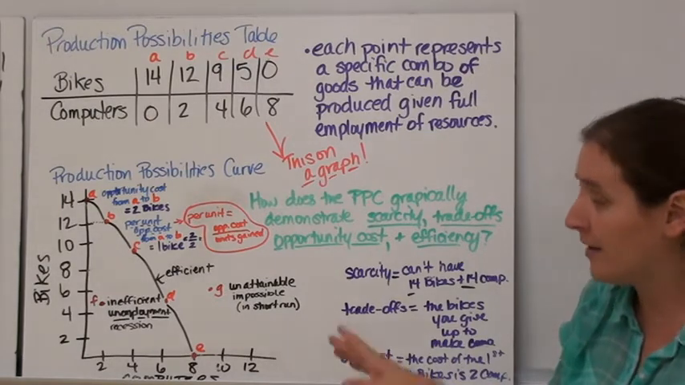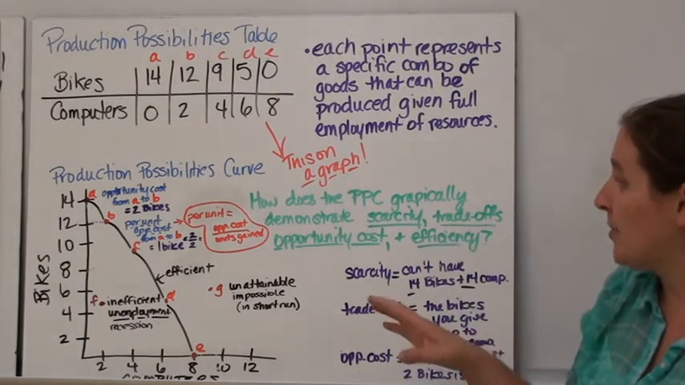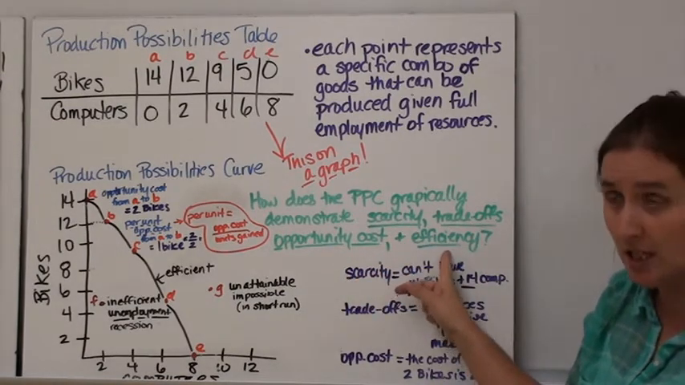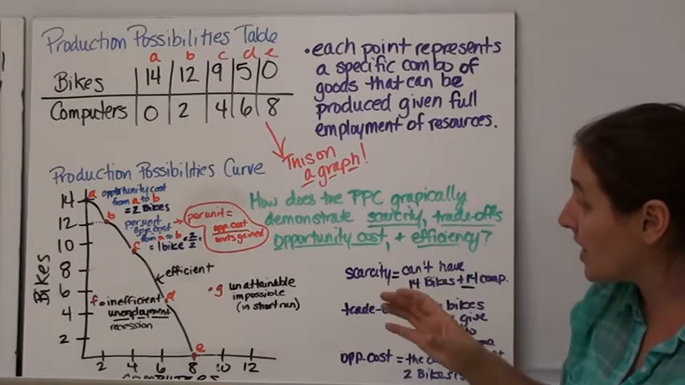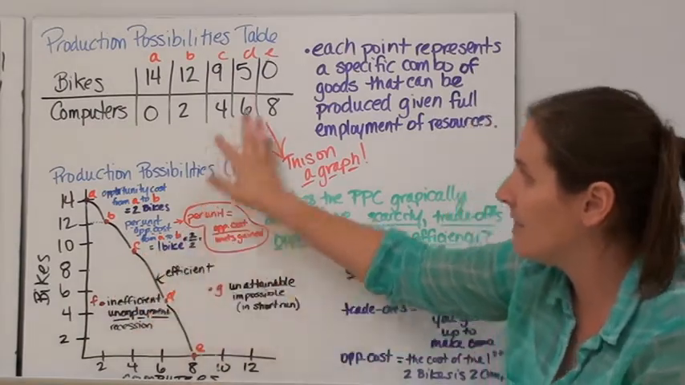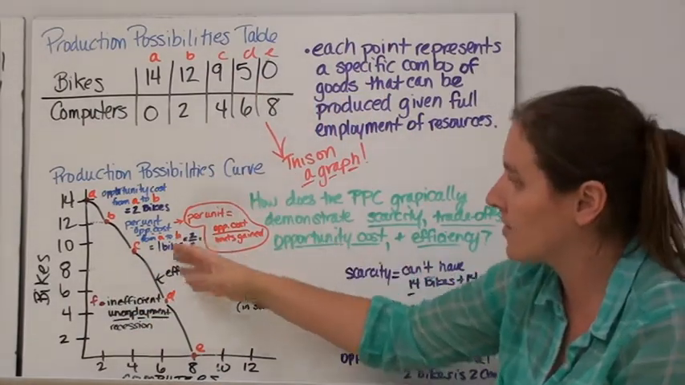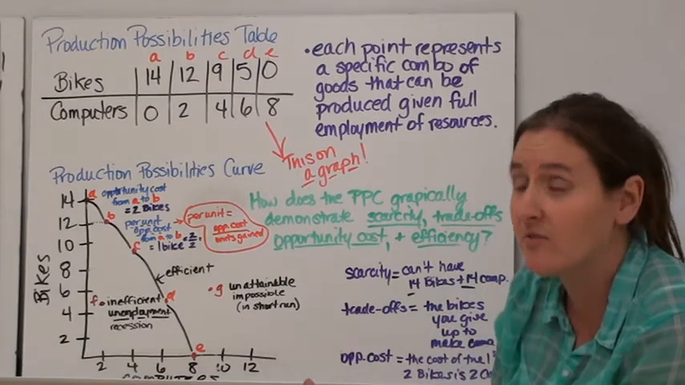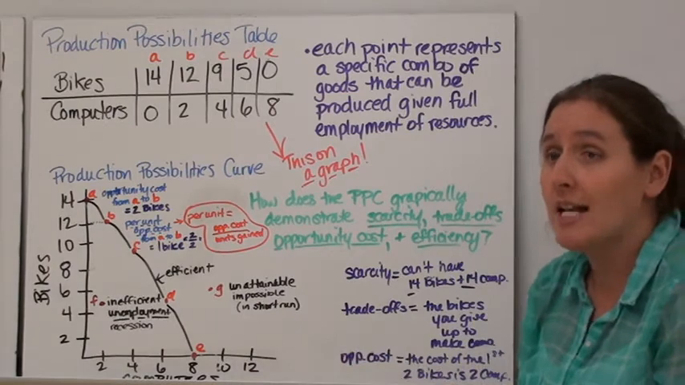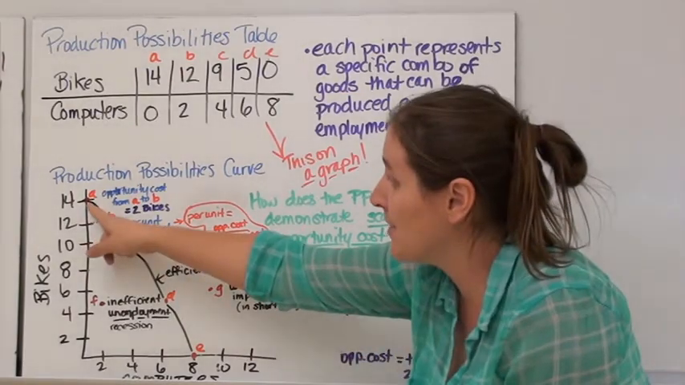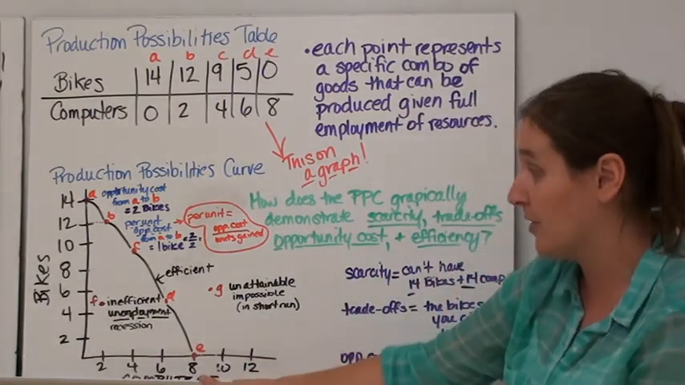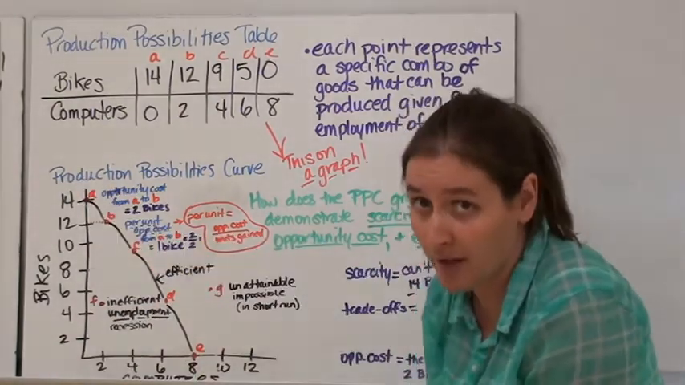Okay? Now, on the last slide, I said that the PPC can graphically demonstrate scarcity, trade-offs, opportunity costs, and efficiency. And it does. Scarcity: there are only so many resources that you have, so you're not going to make an unlimited amount of bikes and computers. You can only make a certain amount because resources are scarce. Trade-offs: you make trade-offs when you decide how many bikes and computers to make. If you make 14 bikes, you're trading off those computers that you could have made. Or if you make 8 computers, you're trading off those bikes that you could have made.